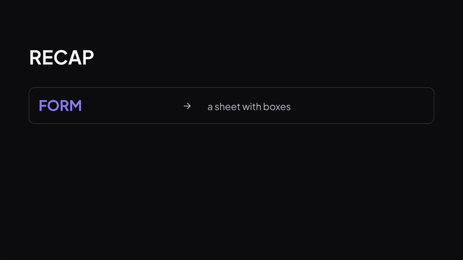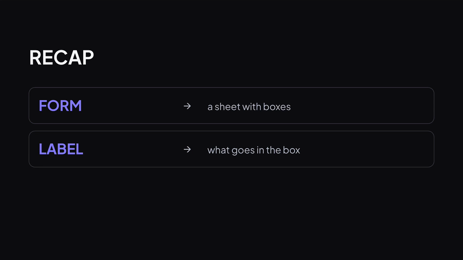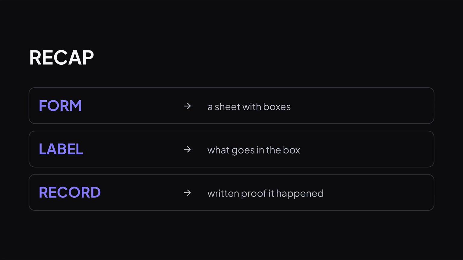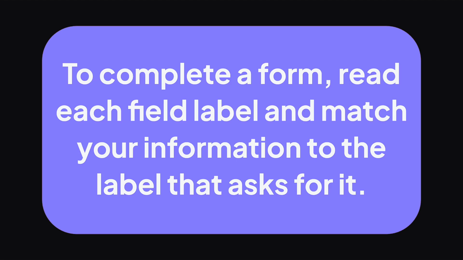Let's keep 3 words. A form is a sheet with boxes. A label is what goes in the box. And the record is a written proof it happened. To complete a form, read each field label and match your information to the label that asks for it. Do that on every attendance sheet, receipt, and sign-in slip, and your records stay true.